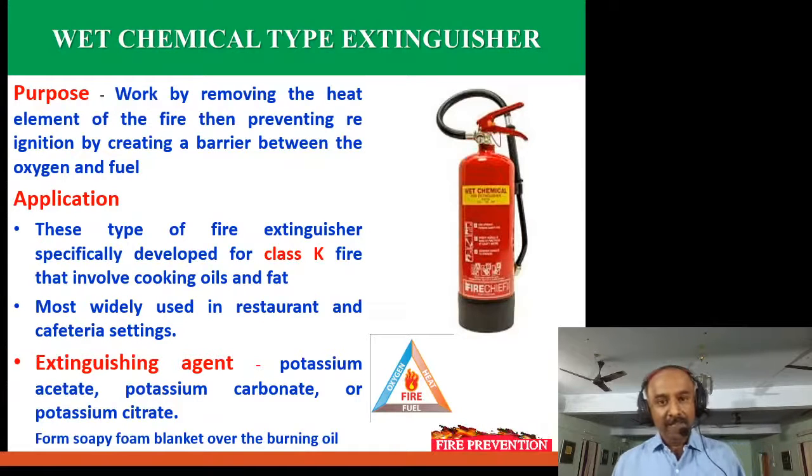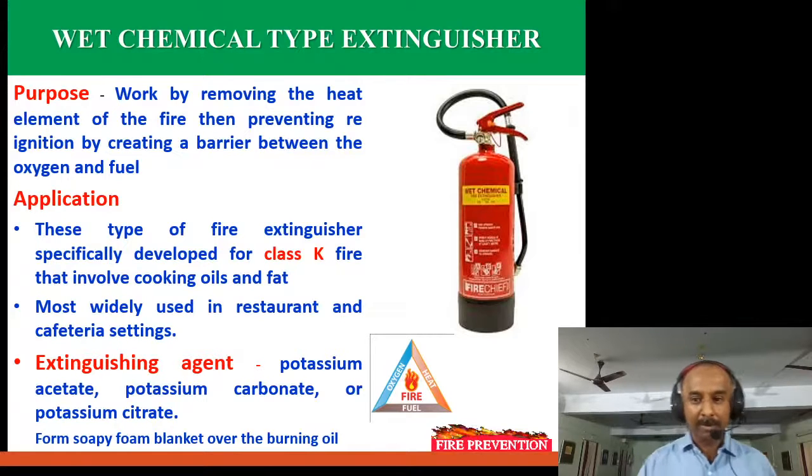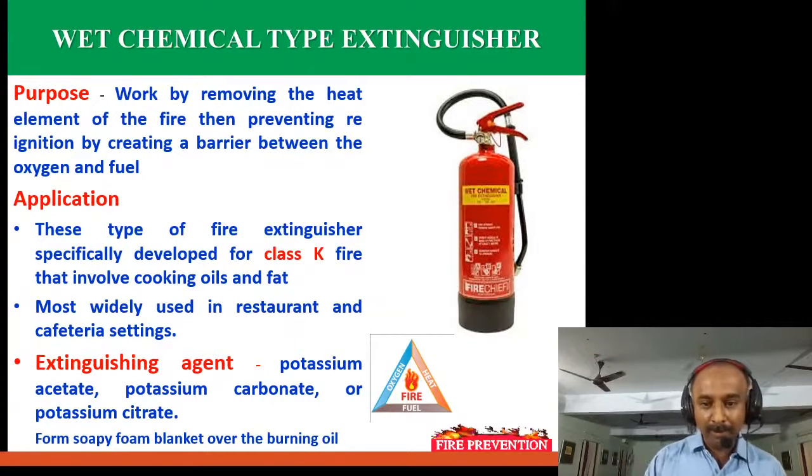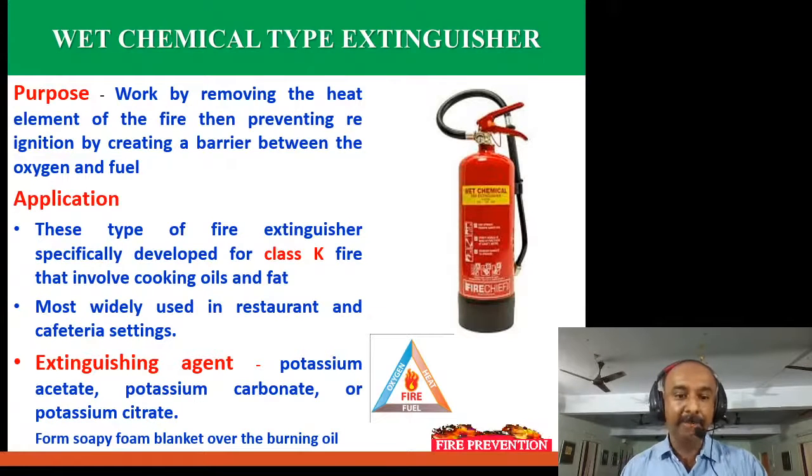And the next one is the wet chemical type extinguisher. This extinguisher is specifically developed for class K fire that involves cooking oil and fat. So it finds its applications in restaurants and cafeterias. How does this extinguisher work, how does it perform its role while in operation? First, it removes the heat element. Then it prevents reignition by creating a barrier between oxygen and the fuel. It performs two roles which are sufficient to put out the fire, but it is more suitable for class K fire.